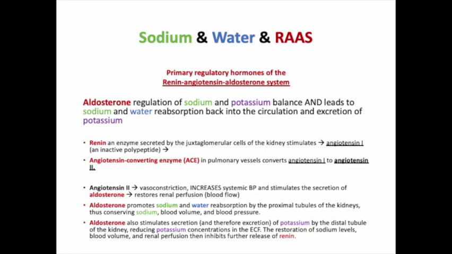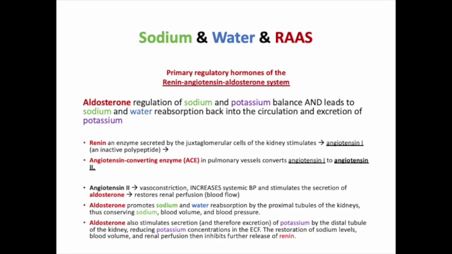Renin stimulates the formation of angiotensin 1, which is an inactive polypeptide. Angiotensin converting enzyme in our pulmonary vessels will then convert angiotensin 1 to angiotensin 2. Angiotensin 2 causes vasoconstriction. This vasoconstriction, which we learned in the cardiac lecture, is going to elevate the systemic blood pressure, therefore stimulating the secretion of aldosterone.